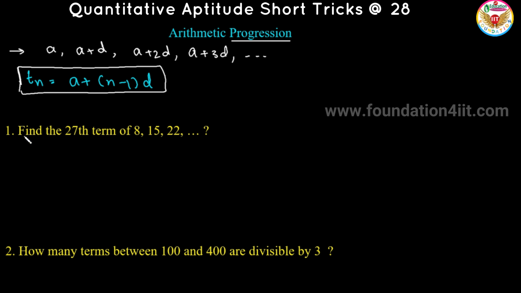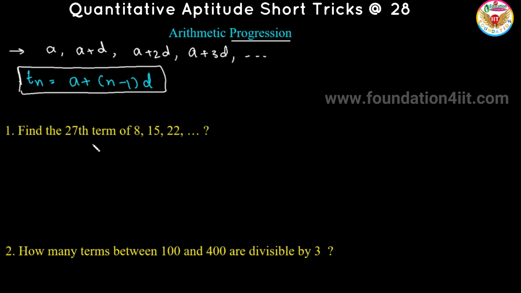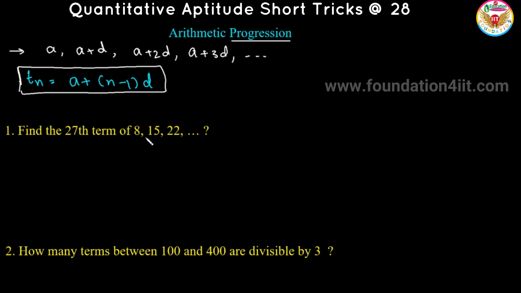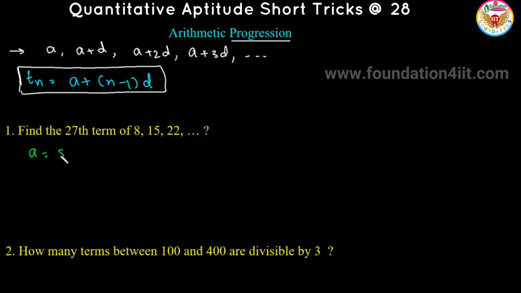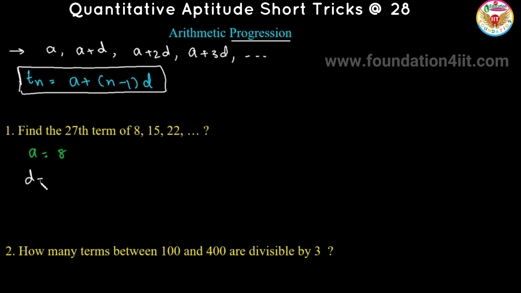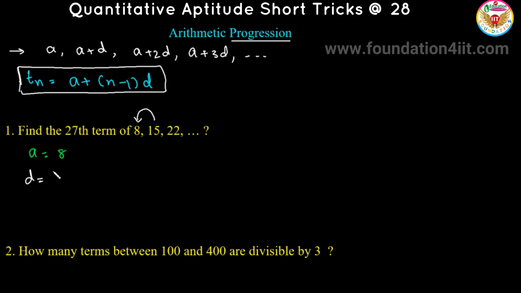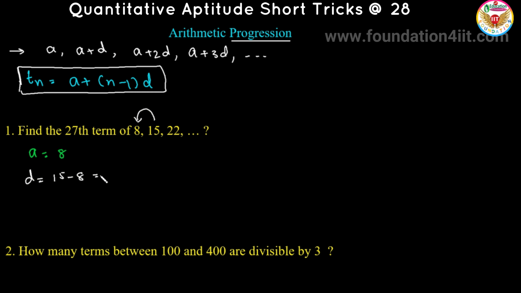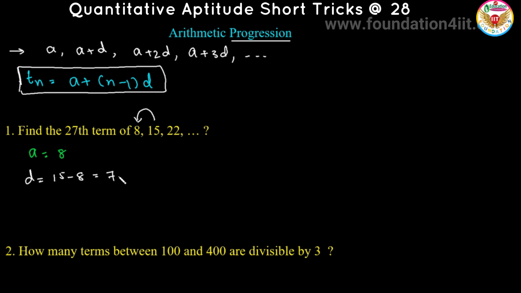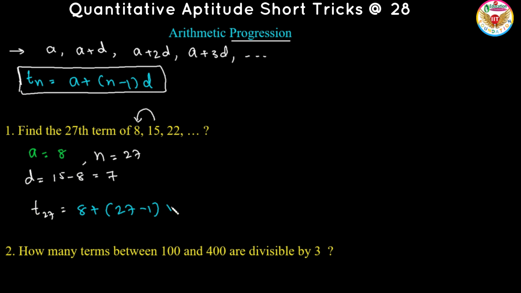Let me show you this formula first in an example. Find the 27th term of 8, 15, 22 and so on. Here a is the first term, 8, and the common difference is any number minus the previous number, 15 minus 8, so 7. They are asking for the 27th term, therefore n is 27. The 27th term is 8 plus 27 minus 1 into 7.